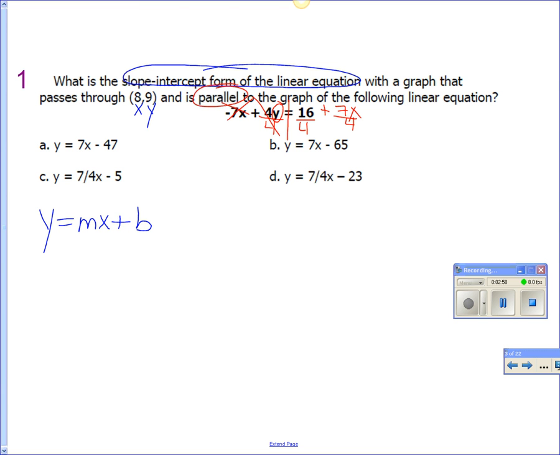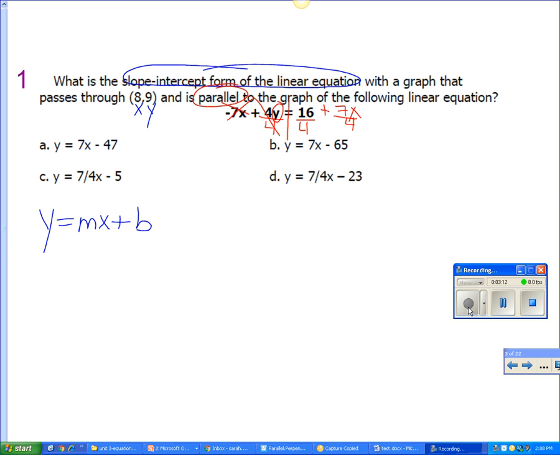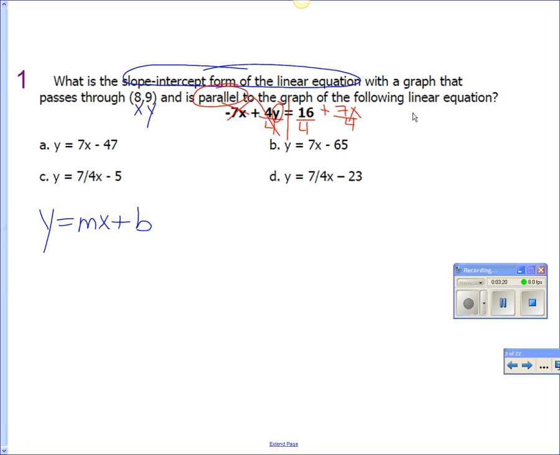Before you do any more work, let's focus in on what we need. Parallel meant same slope. So which part of all that work is the slope? Okay, so guys, out of this, which part is my slope? 7 over 4, because it's with the x. So I want you to write, please, m equals 7 over 4. Please write that. M is 7 over 4. Do we have to flip and change it? No. Okay. That's for perpendicular. Parallel, we keep it the same.